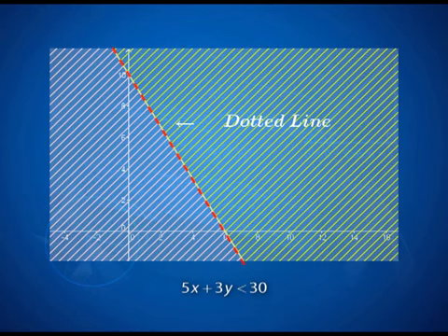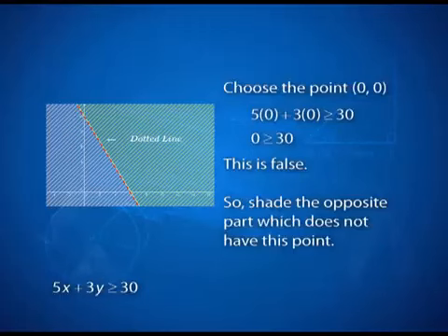The procedure remains the same. The only difference is the line 5x plus 3y equal to 30 will not lie in our required answer. Therefore, the convention is we draw that line as a dotted line and shade the rest of the region as before. In a similar manner, 5x plus 3y is greater than or equal to 30 has to be plotted.